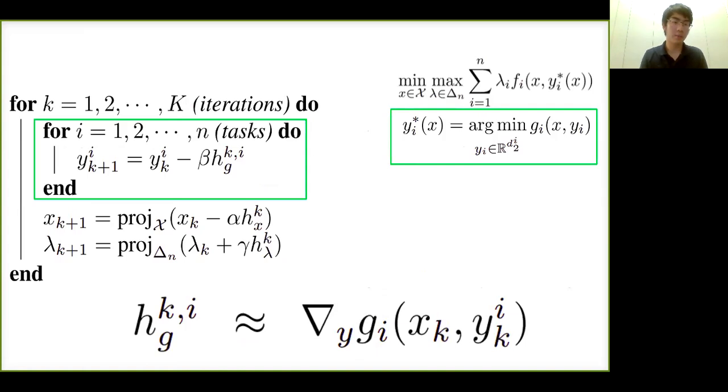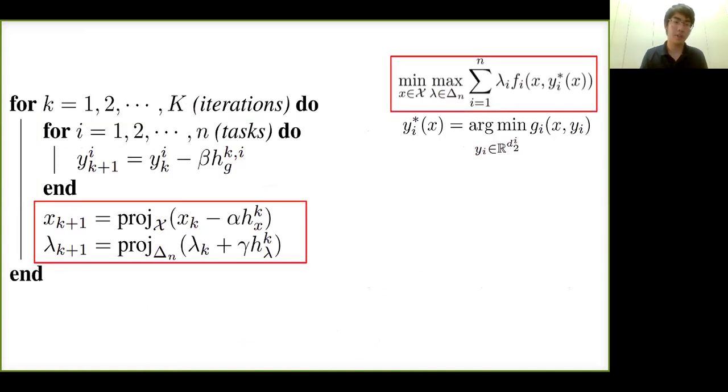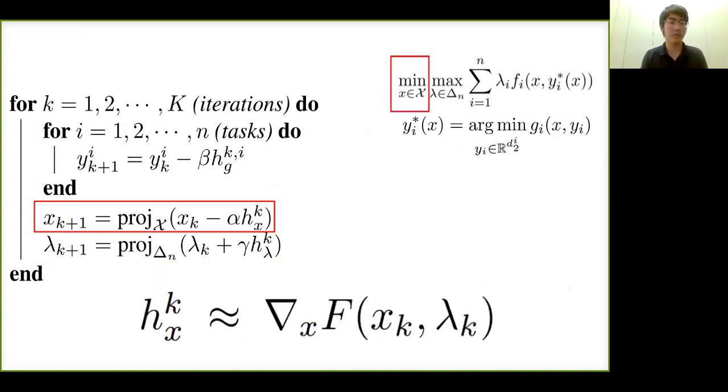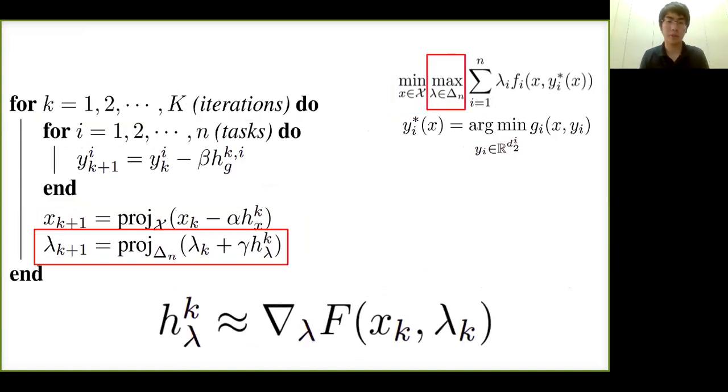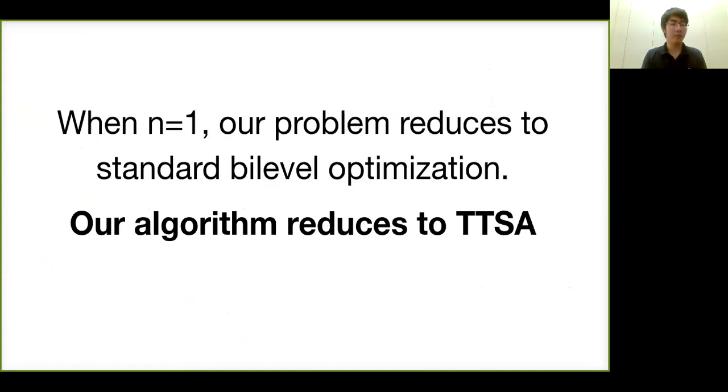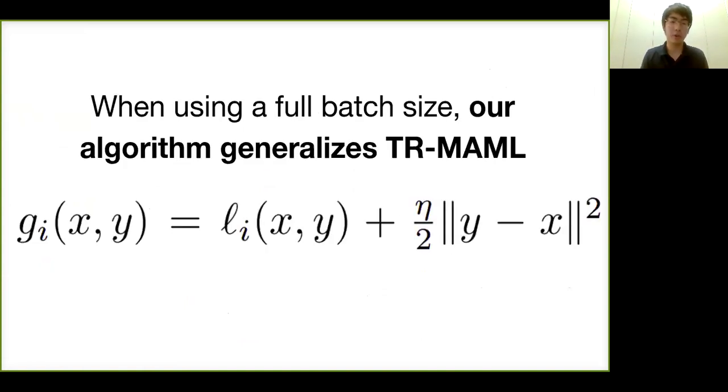First, for each of the tasks, we'll do an inner optimization step on y, doing gradient descent on g. Next, we'll consider the outer optimization, which consists of two steps. One, a gradient descent step to minimize over x, and a gradient ascent step to maximize over lambda. We note that when n equals 1, our problem reduces to standard bilevel optimization, and our algorithm reduces exactly to TTSA. Similarly, our algorithm will generalize task-robust MAML for this inner function g with a full batch size.